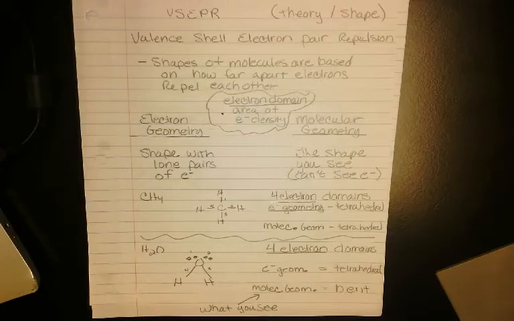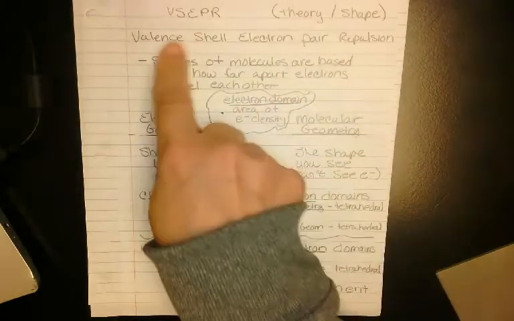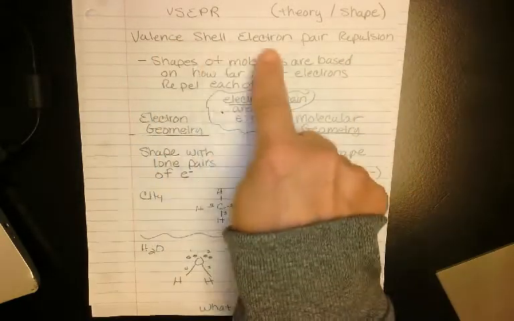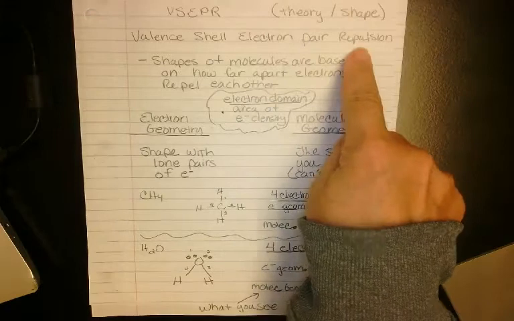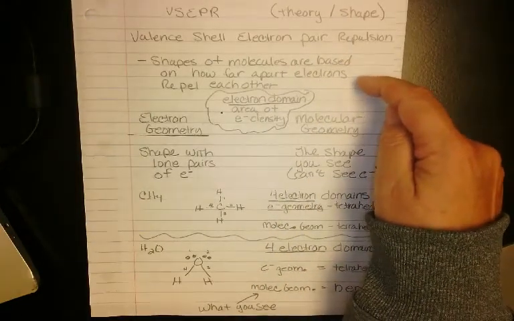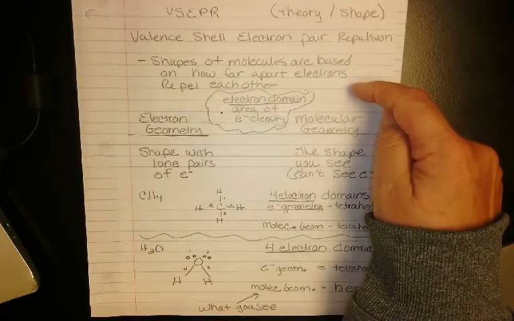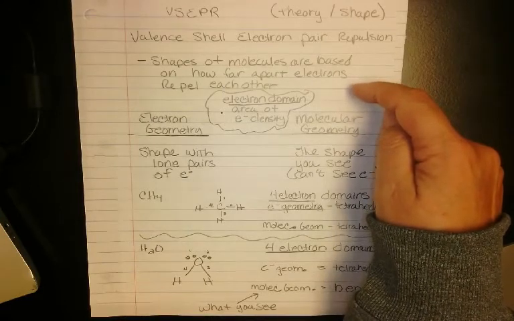I've alluded to the shape of these molecules, and today we're going to talk about the theory that explains the shape of these molecules, and that's the VSEPR theory, and we call it the valence shell electron pair repulsion. The basis of this is that the shape of the molecules is dictated by how far apart these electrons can get away from each other, because electrons repel each other.